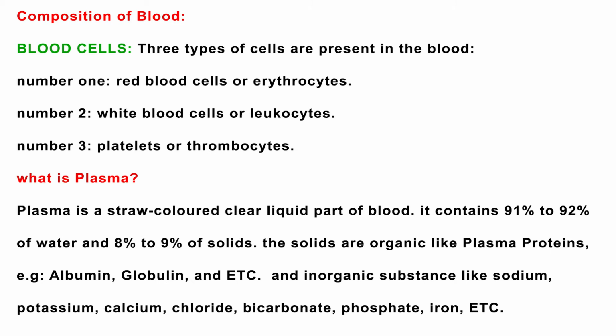What is plasma? Plasma is a straw-colored clear liquid part of blood. It contains 91% to 92% of water and 8% to 9% of solids. The solids are organic, like plasma proteins, for example, albumin, globulin, etc., and inorganic substances like sodium, potassium, calcium, chloride, bicarbonate, phosphate, iron, etc.